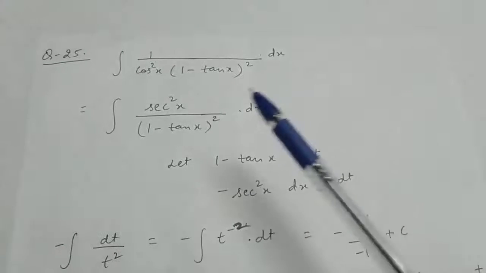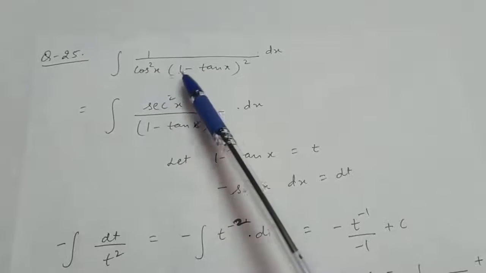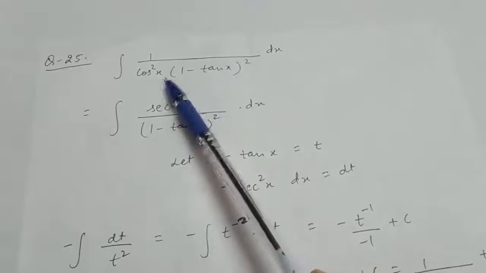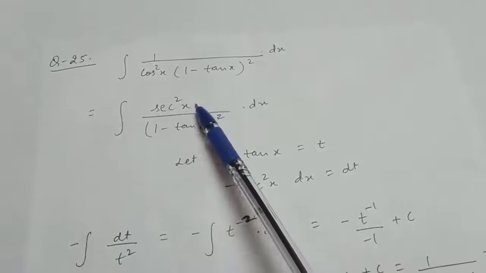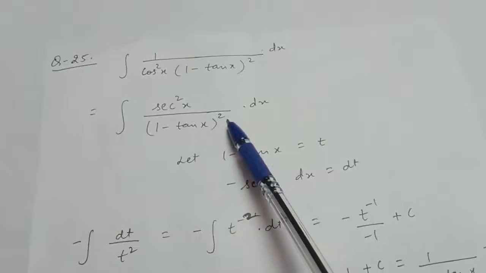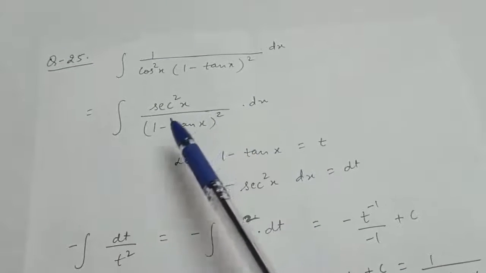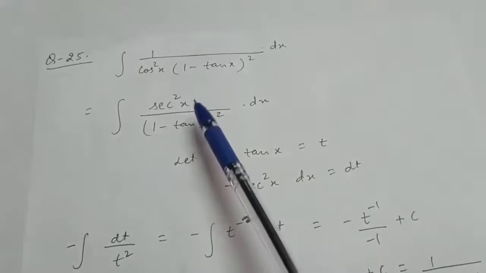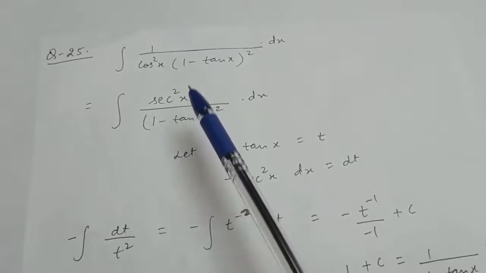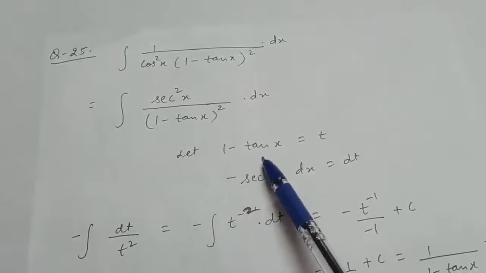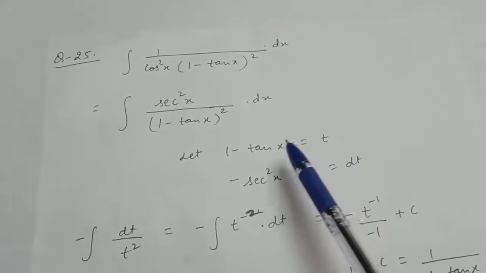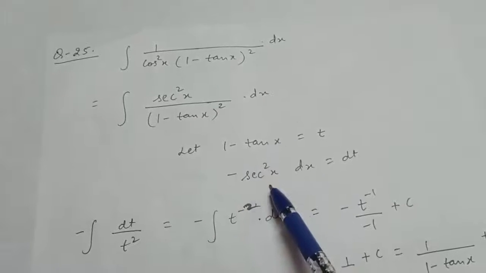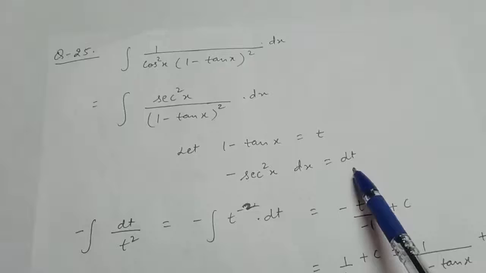Now see, question number 25th is also easy. It is given integral of 1 upon cos square x into (1 minus tan x) whole square into dx. Now this cos square x in the denominator will become secant square x in the numerator, upon (1 minus tan x) whole square, into dx. Now derivative of 1 is 0 and derivative of tan x is secant square x, which exists in the integrand. Therefore we will let 1 minus tan x as equal to t. Now derivative of 1 is 0, minus derivative of tan x is secant square x, into dx equal to dt.